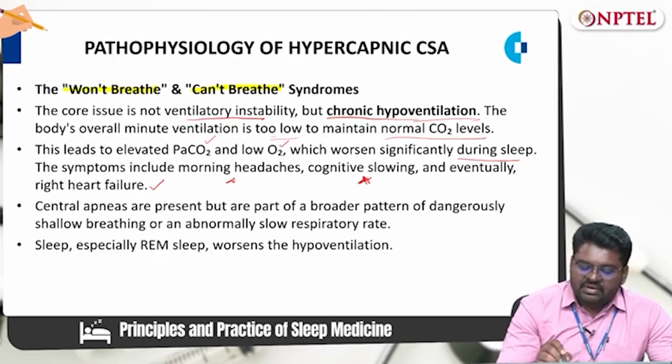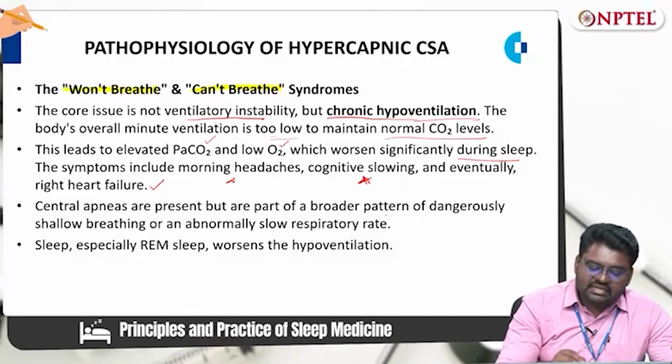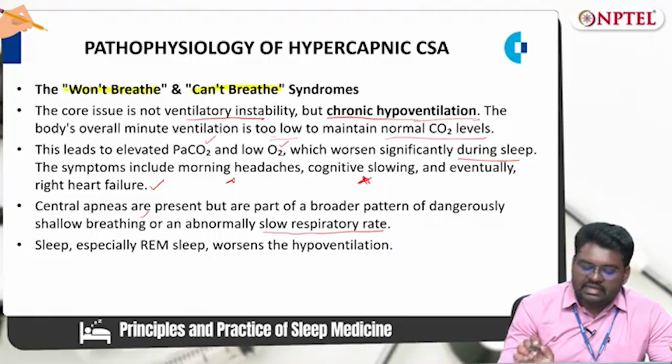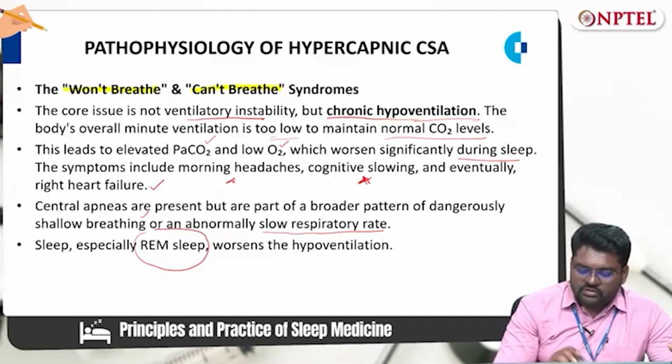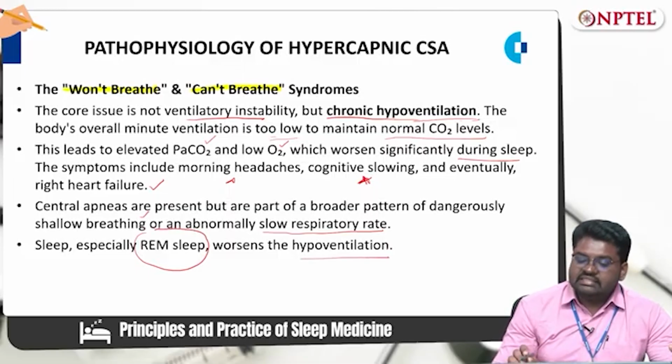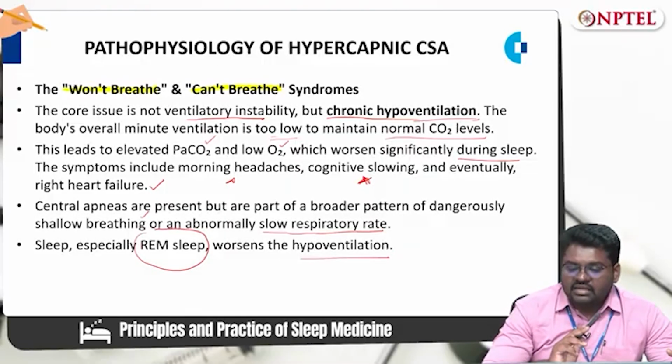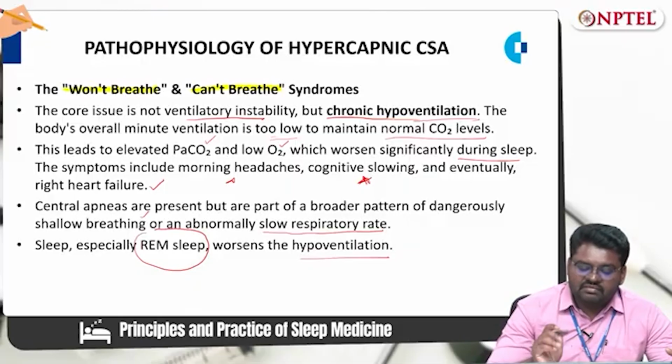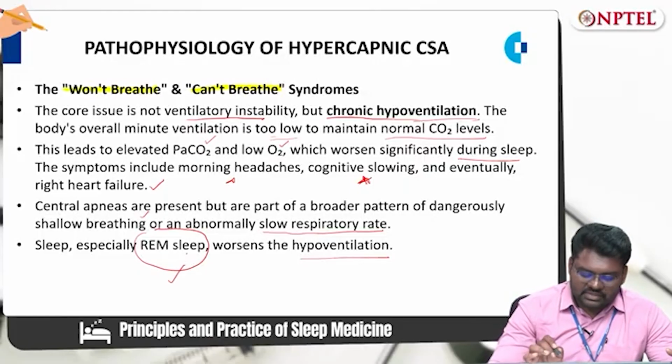Central sleep apneas are present but are a part of a broader pattern of dangerously shallow breathing or an abnormally slow respiratory rate. Usually it occurs in REM sleep, which worsens the hypoventilation. So we saw the hypocapnic central sleep apnea is a condition in NREM sleep. Hypercapnia we see in REM sleep.